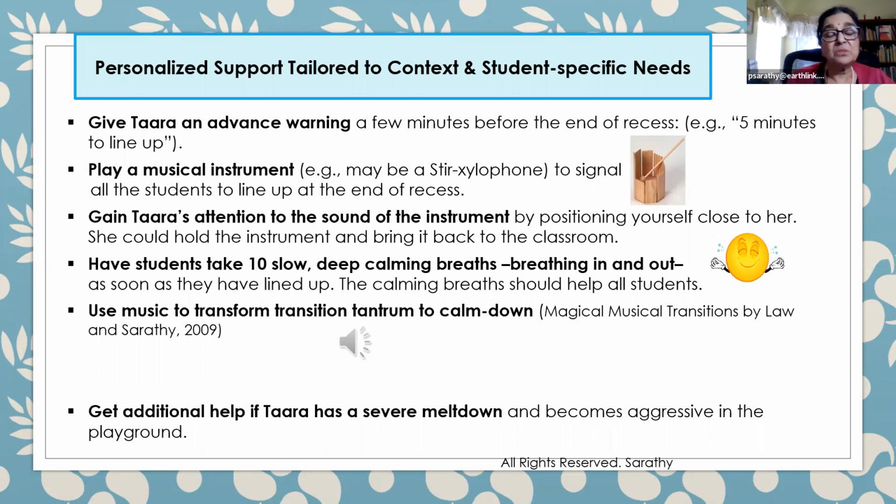You can play a musical instrument to signal that all the students are to line up maybe 1 minute before or 30 seconds before. Everybody has to line up. You could also gain Tara's attention by positioning yourself close to her. She could hold the instrument and bring it back to the classroom and have students take 10 slow, deep, calming breaths. And you can use music to transition.